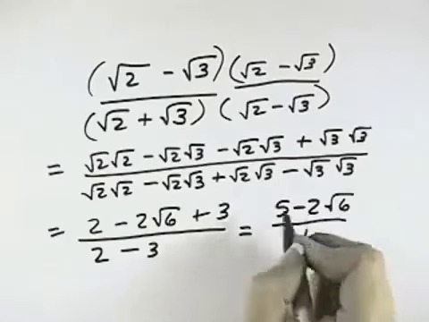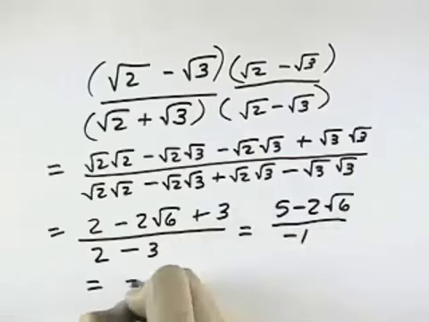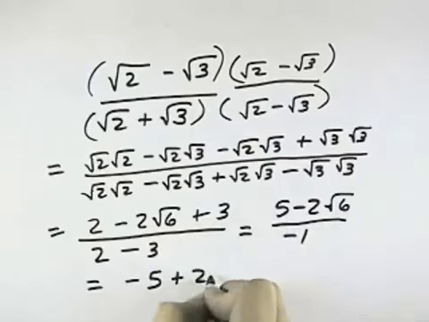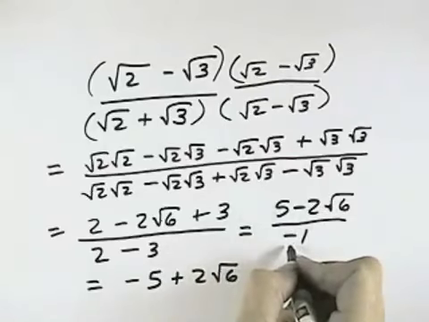I could instead multiply by negative 1 over negative 1, which distributes the negative over the numerator to give me negative 5 plus 2 root 6. By changing both signs in the numerator, that cancels the negative out of the denominator.